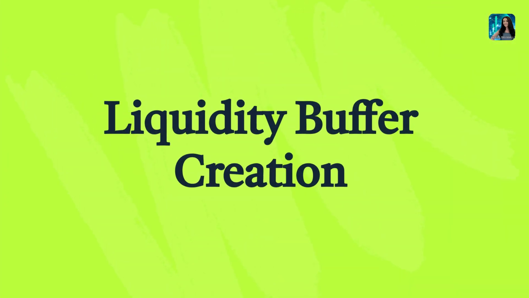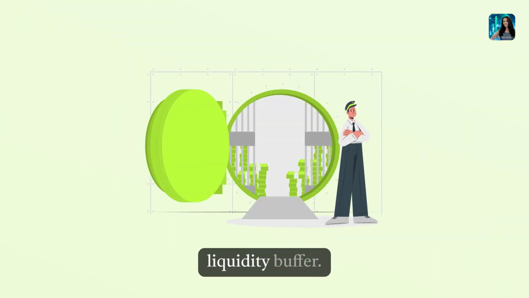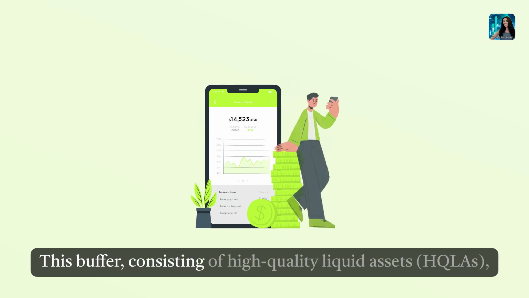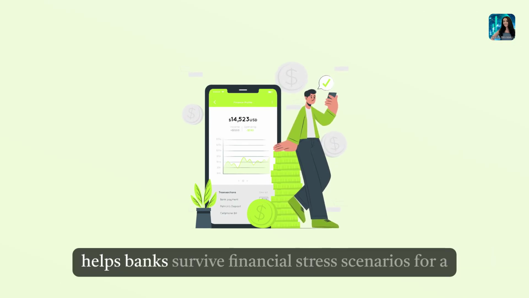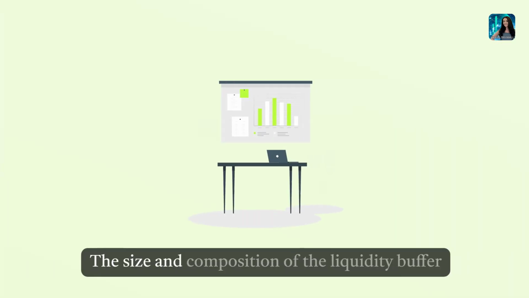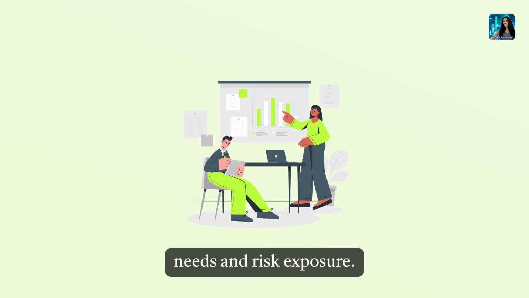Liquidity buffer creation. Regulatory bodies often require banks to maintain a liquidity buffer. This buffer, consisting of high-quality liquid assets, HQLAs, helps banks survive financial stress scenarios for a set period. The size and composition of the liquidity buffer should be based on the bank's specific operational needs and risk exposure.